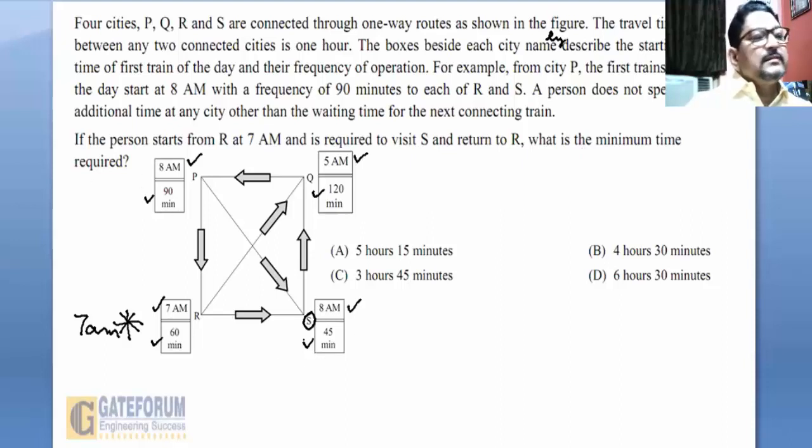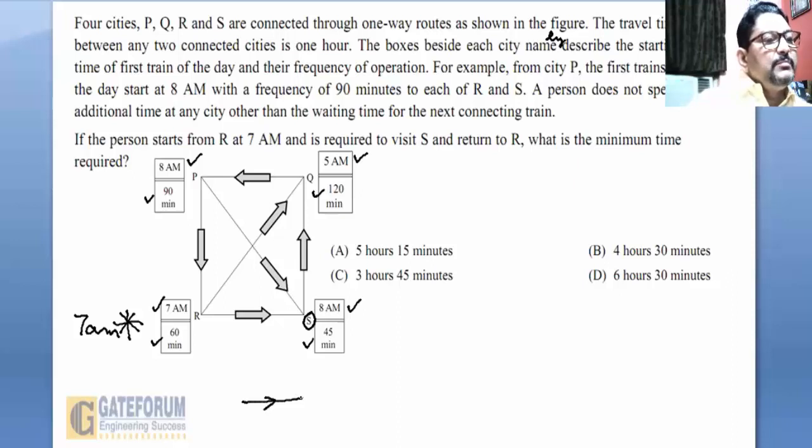So we must select the shortest possible route. But then, if one person has to go from R to S, he goes like this, that is fine. But he can't return along this route. So how will he return? He can't travel diagonally also, because that is also one way.